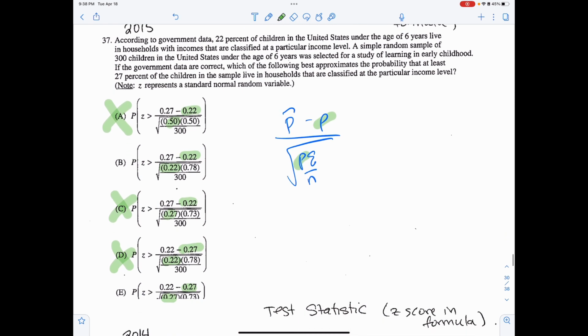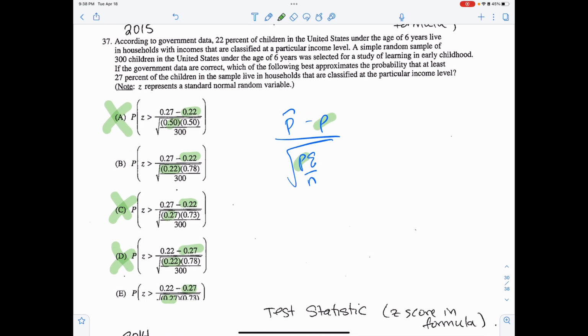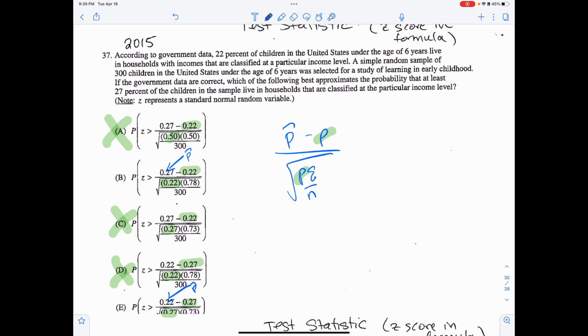So let's see what this is, and basically the only two that it could be is, let's look at this, is this P hat or is this P hat? So reading it, it says according to the government data, 22% of children in the United States under the age of 6 live in households according to income. So that, reading it, looks like P to me because P, remember, is the population, and P hat is my random sample. It's the sample.